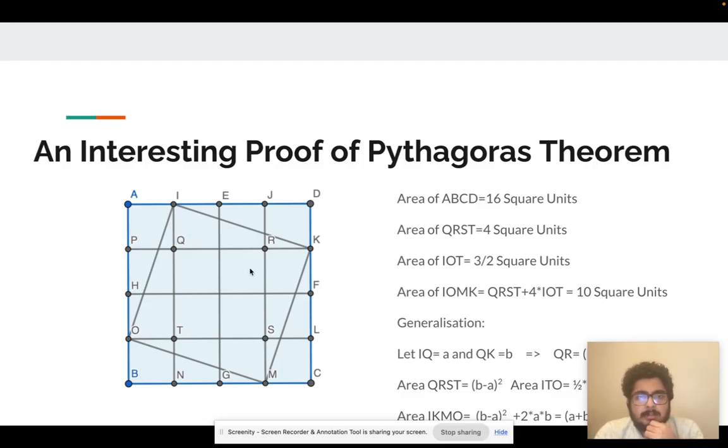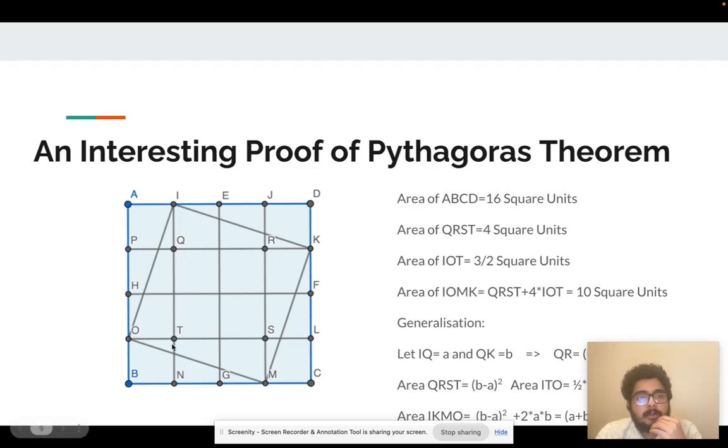If this is a, this is b. Notice that if this is a, then this is also a. Exactly similar, because the entire figure is symmetrical. If this is a, and this is b, then this is b minus a. If this is b minus a, then the side length of this square is b minus a. That is, the area of this square QRST is b minus a whole square.